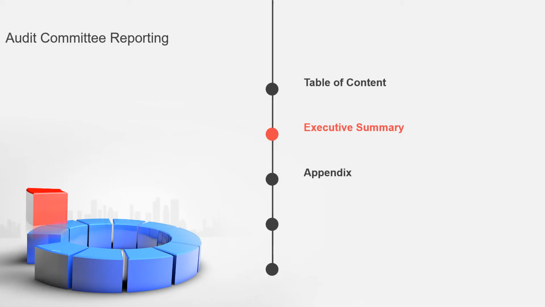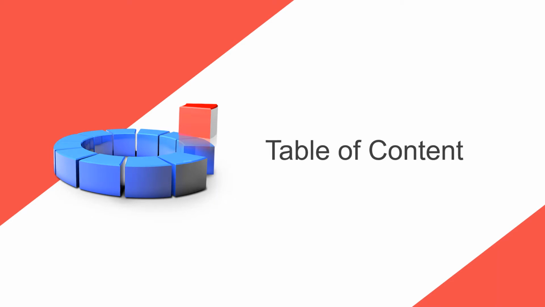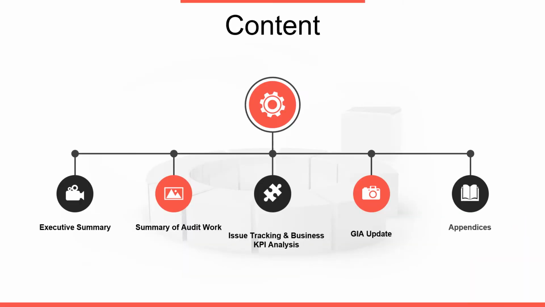This is what should be included. Number one, the table of contents, executive summary and appendix should be included. So let's discuss what should be in the table of contents. These are the things which should be included in the table of contents.